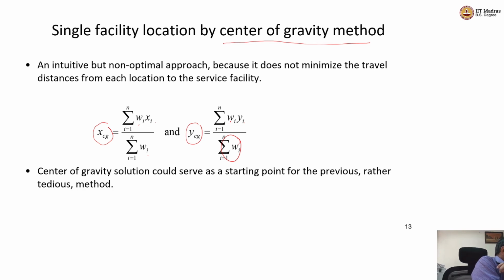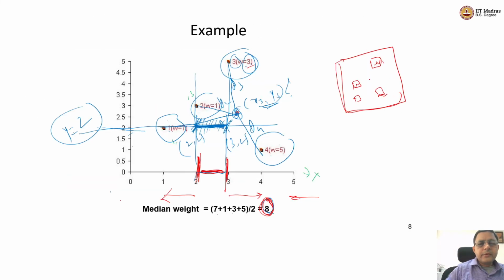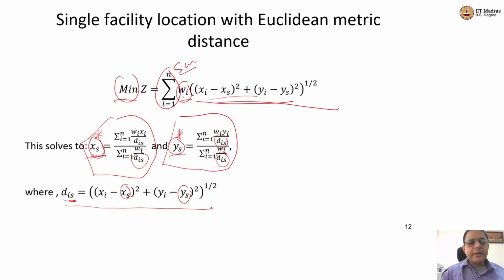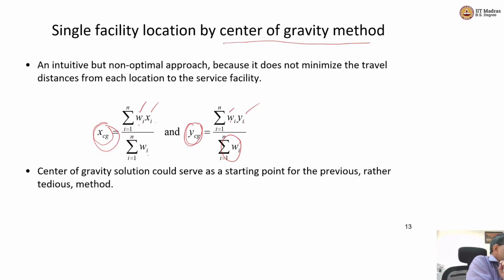So wi xi known, wi yi known, and therefore the center of gravity solution can be easily calculated once you know the data, right? The coordinates are known, so xi, yi are known, wi's are known, and therefore you should be able to calculate the center of gravity. However, you have to realize that center of gravity actually does not minimize the total weighted distance. It does not. But it's a good enough starting point, right?